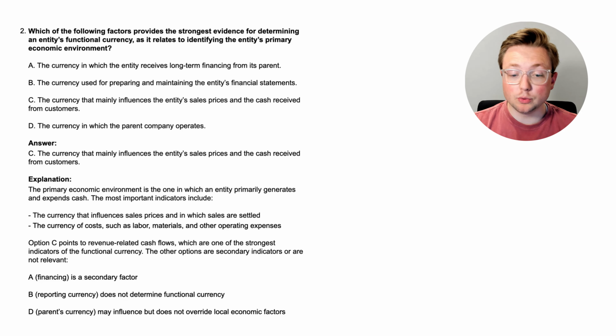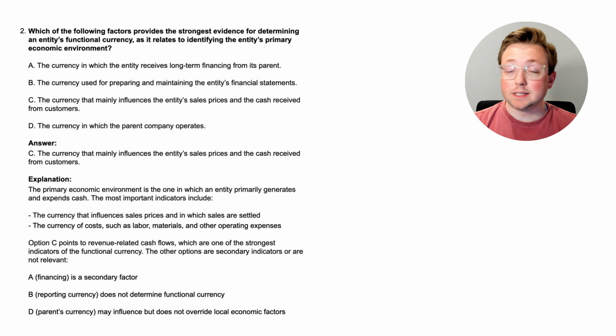Option C points to revenue-related cash flows, which are one of the strongest indicators of the functional currency. The other options are secondary indicators or are not relevant. So option A was financing, and that's a secondary factor, not primary. Option B is reporting currency, which does not determine functional currency, which, by the way, is a separate definition. And then option D, the parent's currency may influence but does not override the local economic factors.